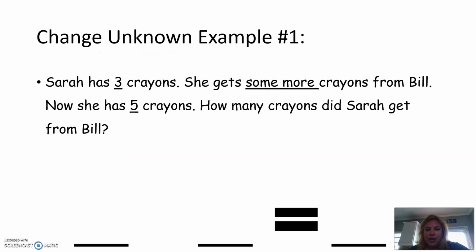All right, so you try this one, all right? Change unknown, example number 1. Get a piece of paper. You can pause it right here if you didn't. I don't think I told you that at the beginning.